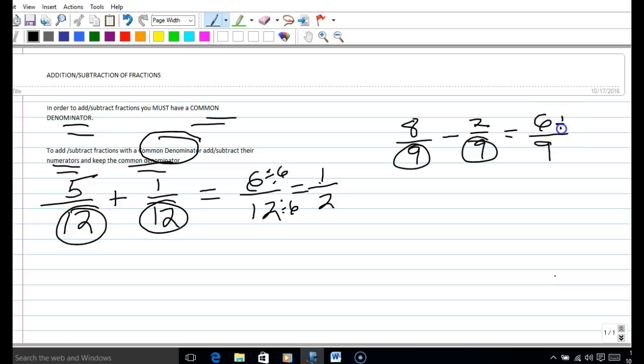And again, it goes without saying that in this class, we always express our answers in lowest terms. So 6 divided by 3 is 2, and 9 divided by 3 is 3. So 8/9 minus 2/9 is equivalent to 2/3.